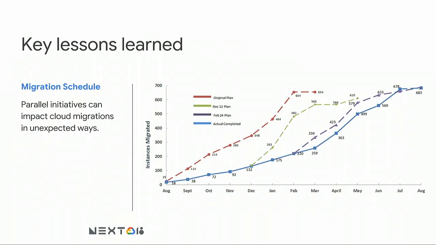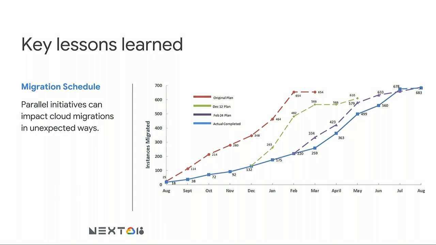So while overall it was a success and we did a significant amount of planning, there were some lessons to be learned here. And this is the initial migration plan and then the actual migration plan as it went through evolutions. And so you can see that red dashed line on the left-hand side. That was the original migration plan.